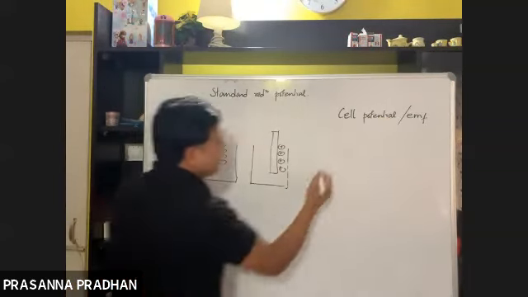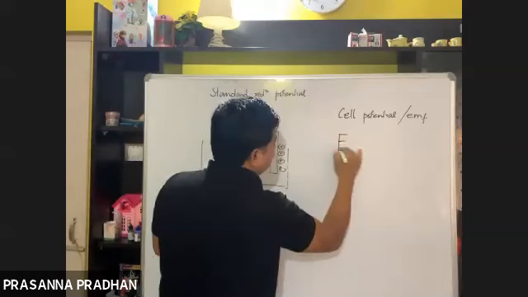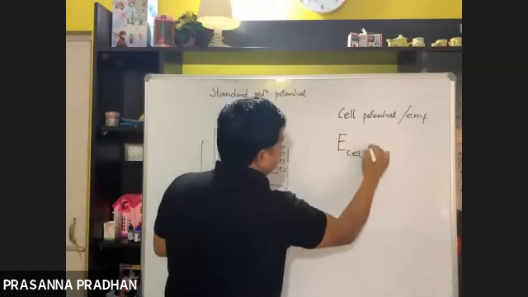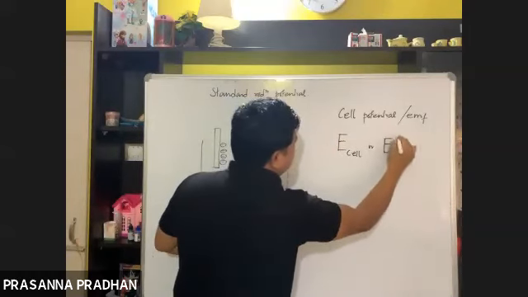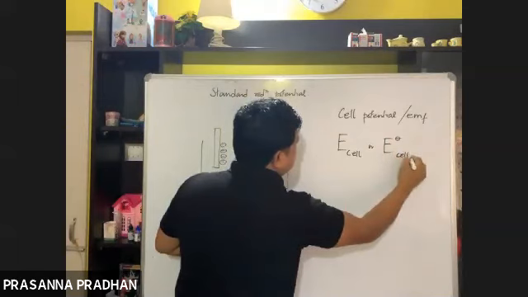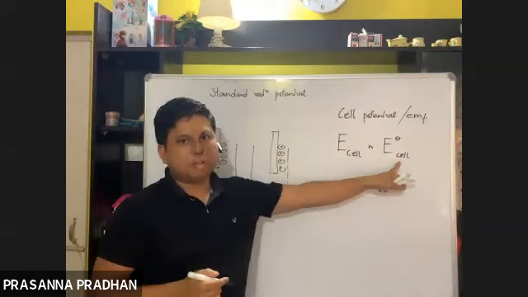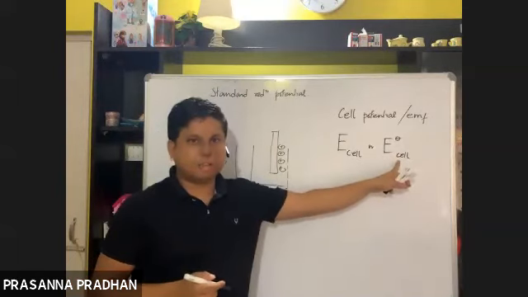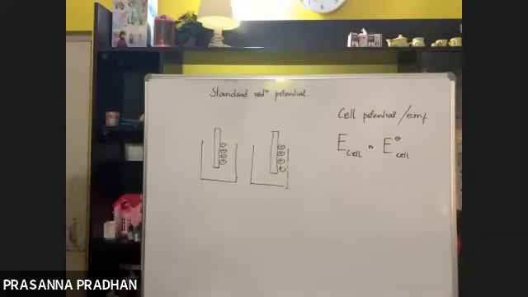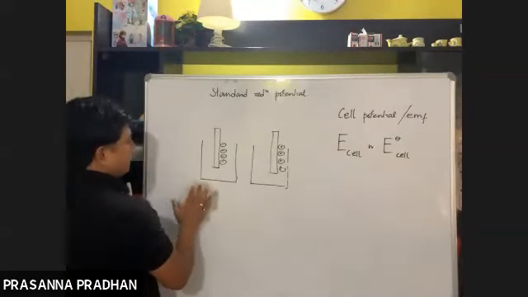And what is the symbol? Yes, the symbol is E cell, cell potential. Or if I write down E naught cell, what does this denote? This denotes standard cell potential or standard EMF of the cell. Standard EMF again means the EMF measured under your standard conditions.